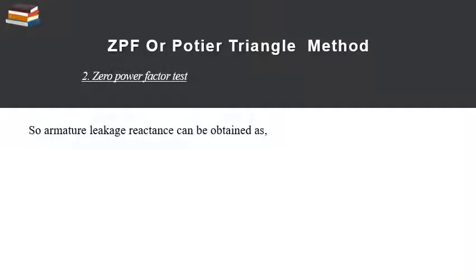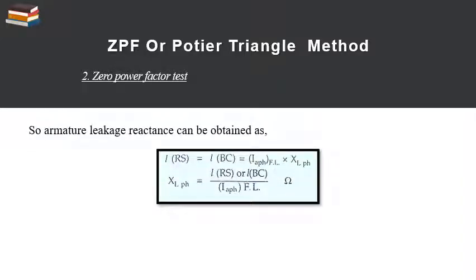So, armature leakage reactance can be obtained as length of RS is equal to length of BC is equal to IAPH full load into XLPH. What is the meaning of pH? pH is called the phase value. So, armature current का phase value full load पे जितना रहेगा into XL means leakage reactance की phase value कितनी रहेगी. इन दोनों के multiply से हम निकालेंगे length of BC जो कि equal है length of RS के.